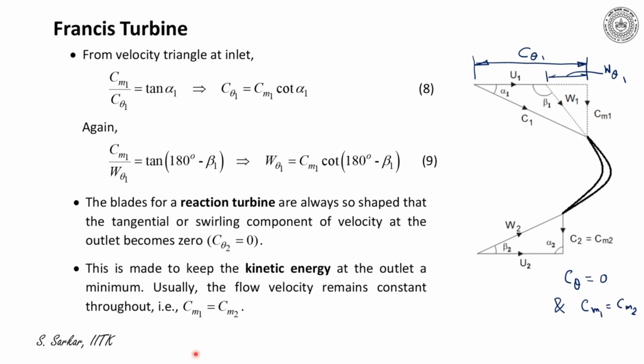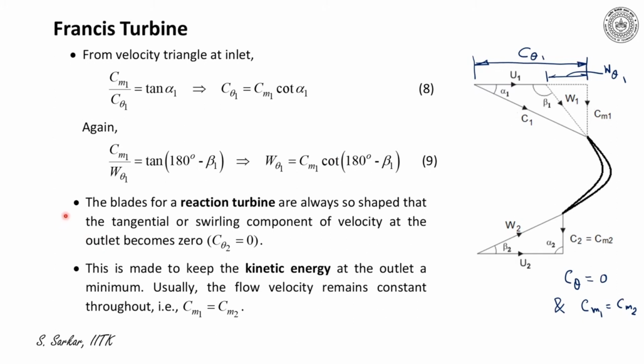Now from the inlet velocity triangle, one can write CM1 divided by C theta 1 is equal to tan alpha 1, and thus C theta 1 is equal to Cm1 into cot alpha 1, which is equation number 8. Similarly, I can write Cm1 divided by W theta 1 is equal to tan of (180 degree minus beta 1). Thus, W theta 1 is equal to Cm1 into cot of (180 degree minus beta 1).